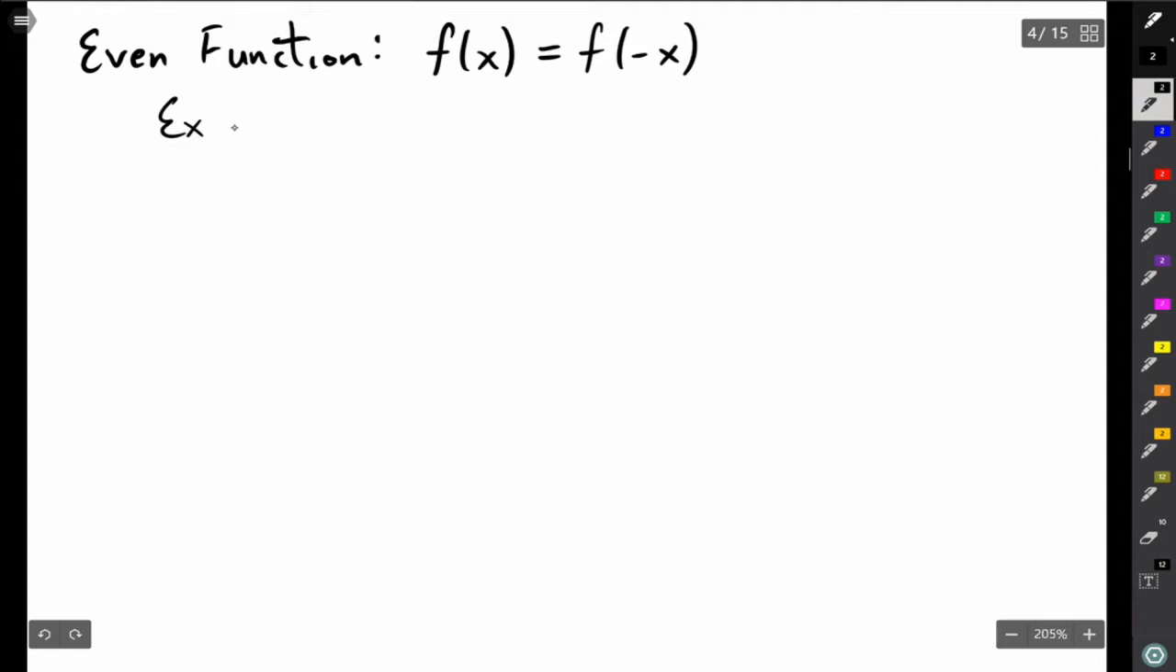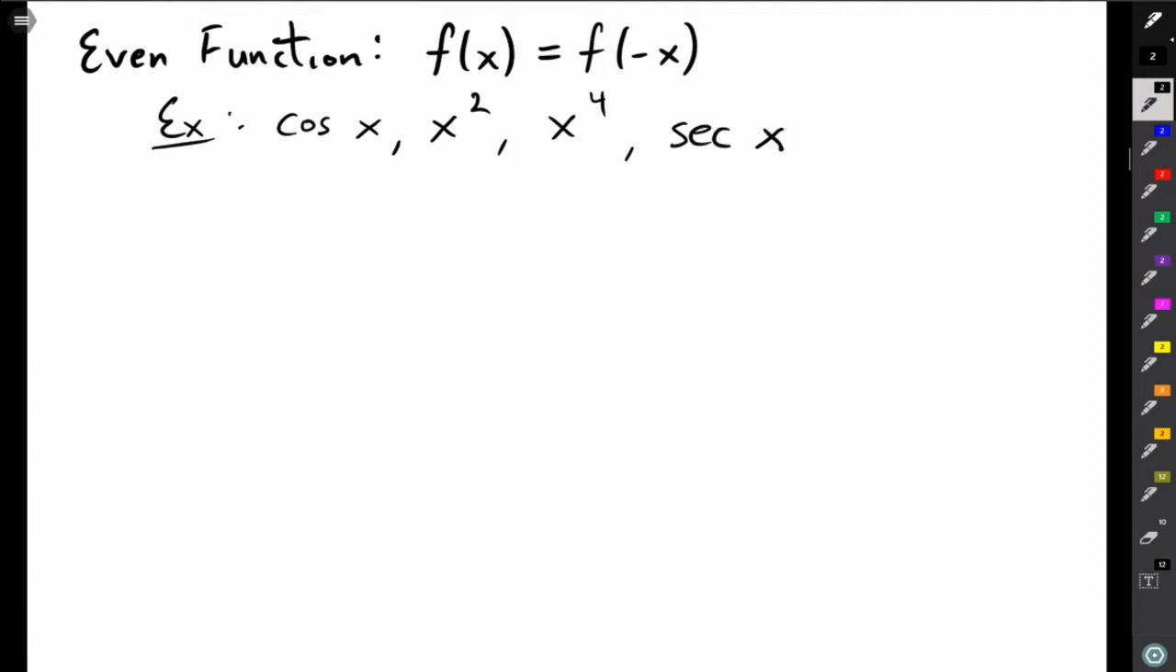Examples of these would be cosine of x, x squared, x to the fourth, things like that. Secant of x is another even function. Again, these are functions where, when we plug in, say, 5 and minus 5, we get the same output. We plug in 3 pi and minus 3 pi, we get the same answer. We also have odd functions.